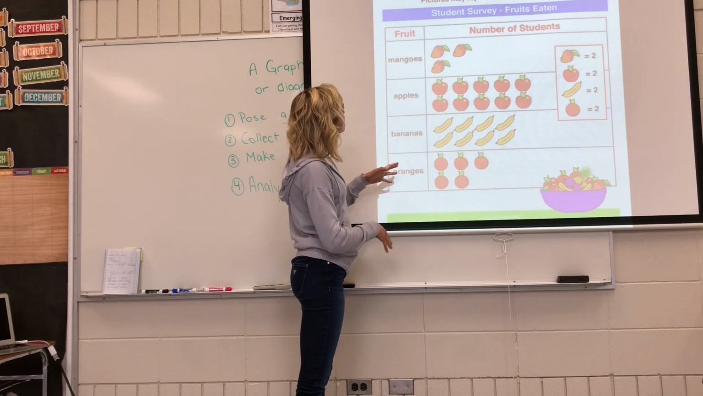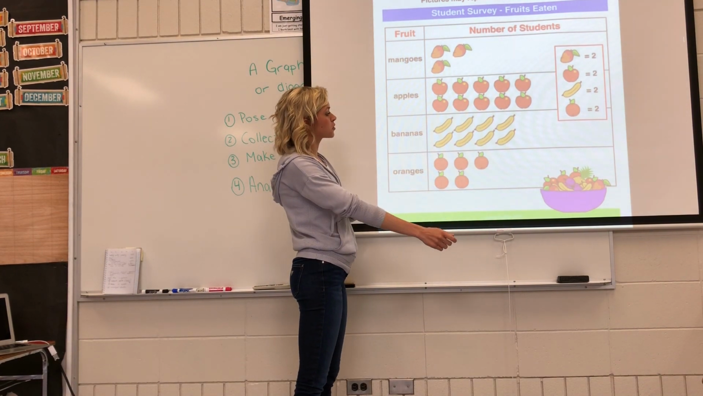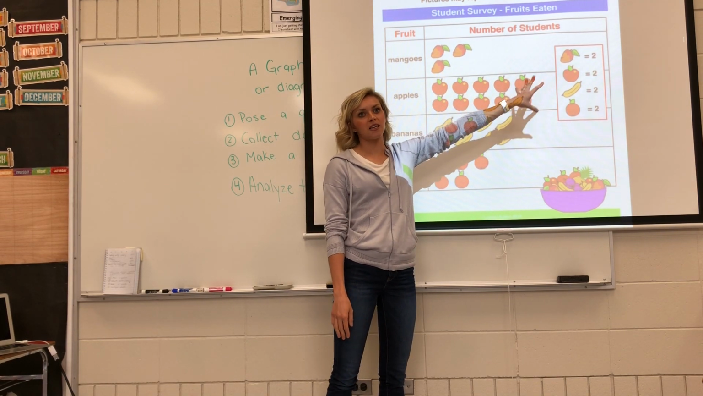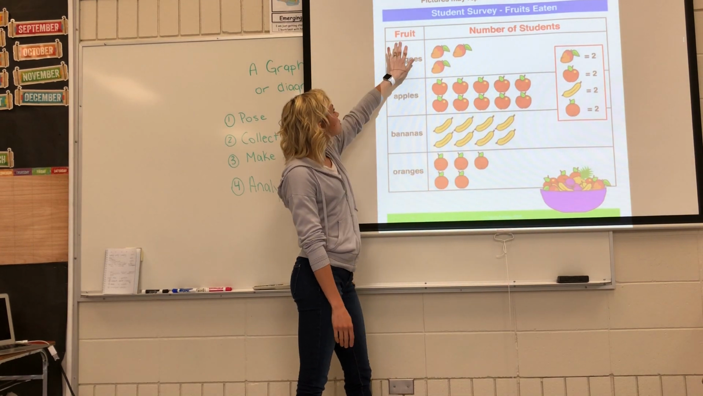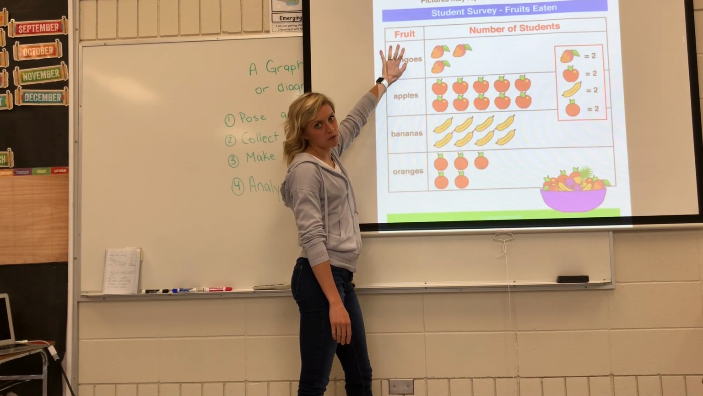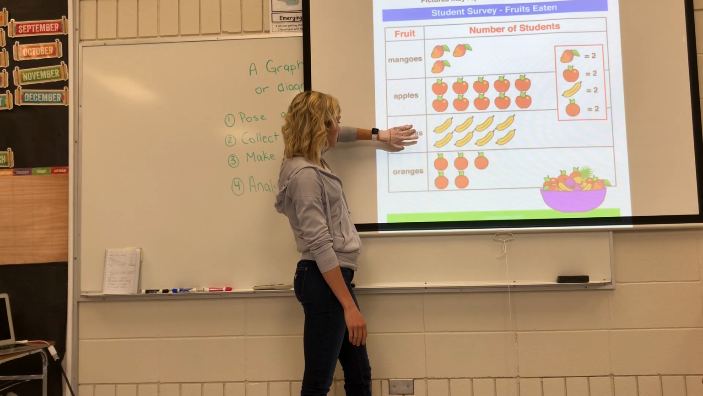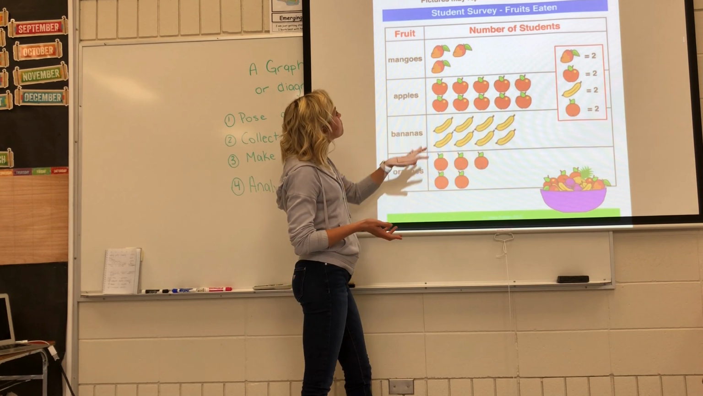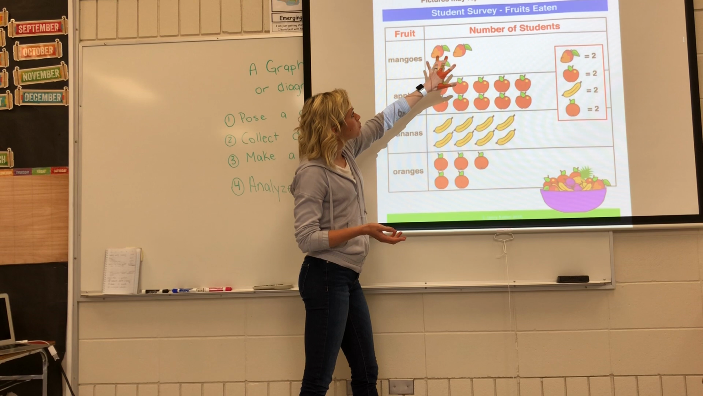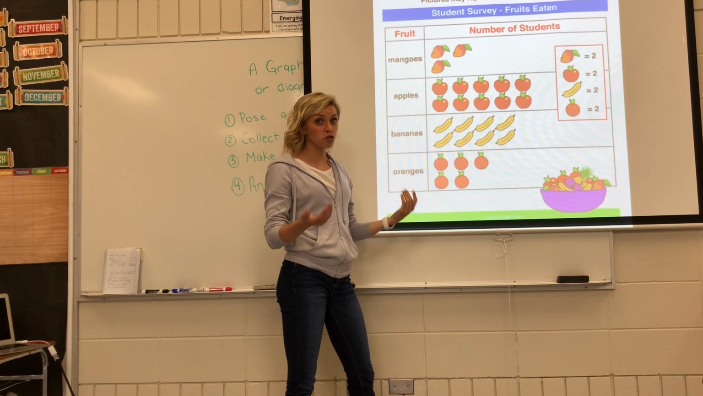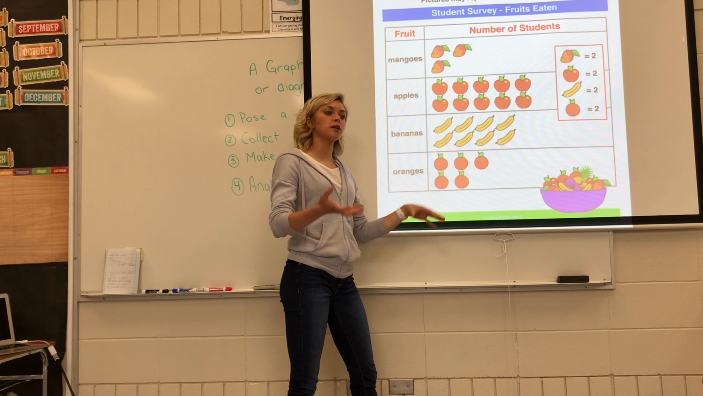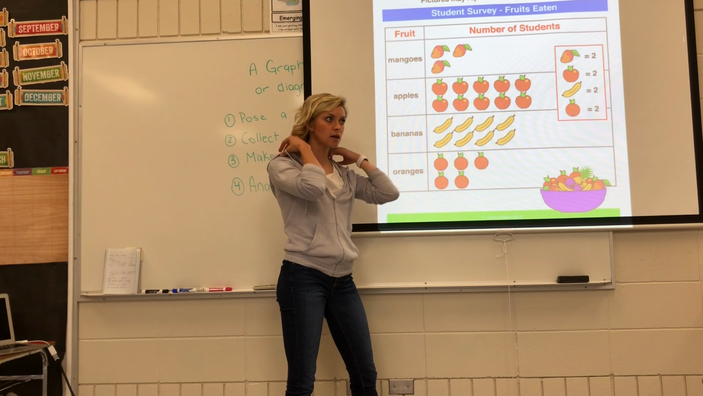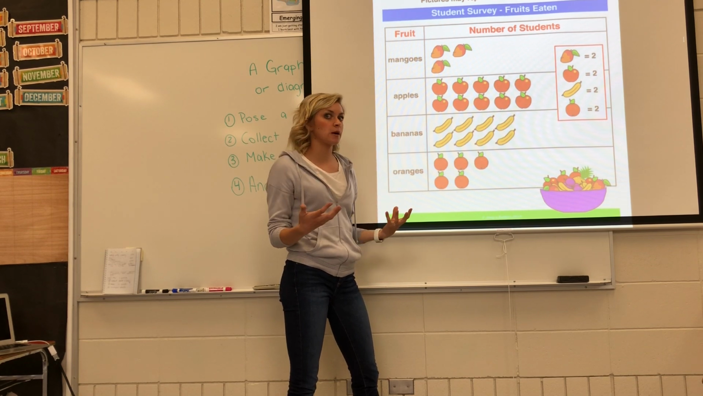So this was a survey done in a class where they wanted to survey the fruit that was eaten by that class, by those students. So down the side, we need to write the fruit that they were doing. So mangoes, apples, bananas, and oranges were the fruit that they were seeing how many people ate what fruit of. And then they put in their data by drawing the picture of that fruit. So rather than using our tally marks, we're going to turn our tally marks into pictures to help us represent our data that we collected, our information we collected.